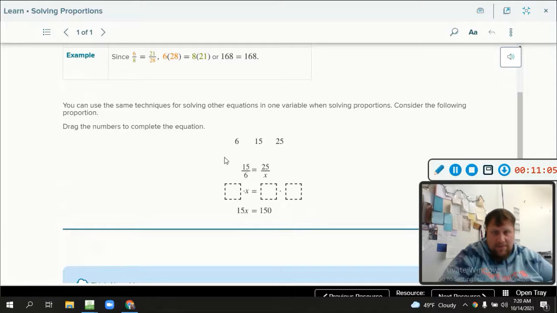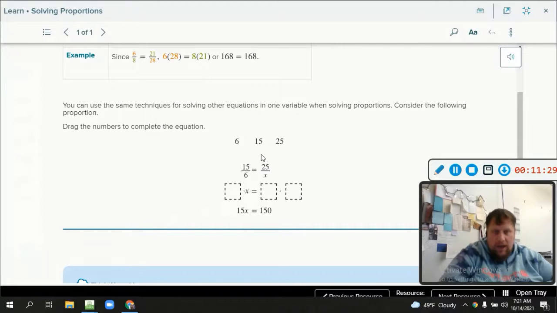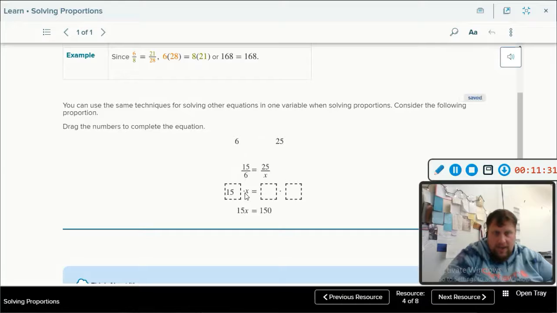So let's see. How can we use this to solve equations? Well, what if we have something that says 15 over 6 is equal to 25 over x. We don't know what that denominator is, but we want it to create an equivalent fraction. Well, then I would do the same exact thing. I would cross multiply, just like that. And when we do, what do we get? We get that 15 times x is equal to 6 times 25. And when we solve that, we get 15x equals 6 times 25 is 150, right?